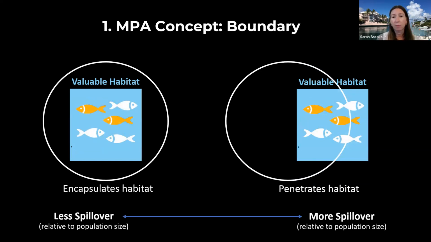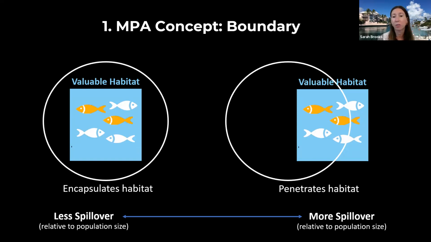So the next concept to consider is where you put your MPA boundary. Marine protected areas that are designed specifically to conserve biodiversity should aim to encapsulate valuable habitat. This is going to provide the most opportunity for habitats to function well and for fish populations to thrive. But if the boundary completely encapsulates the habitat, there's less opportunity for spillover because those fish are more likely to stay within the valuable habitat.